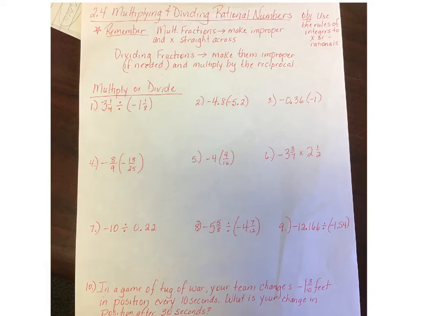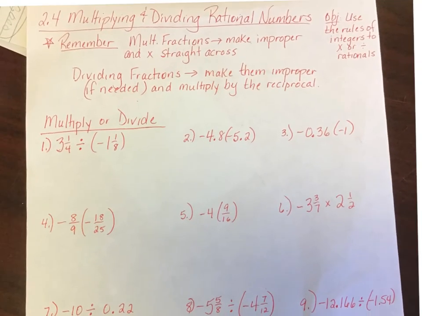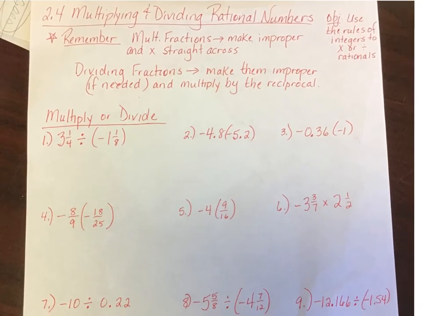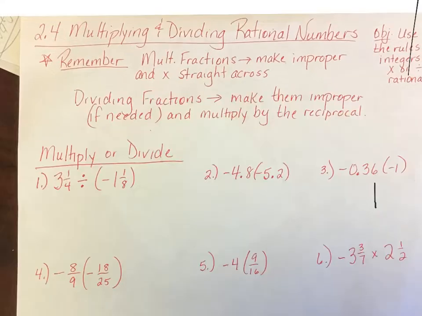The rules are, when you multiply fractions, you make sure they're improper first, and then multiply them straight across, meaning across the numerators and across the denominators, okay? So make them improper and multiply straight across. Remember, dividing fractions, we also have to make sure that they are improper if needed, and multiply by the reciprocal of the second fraction.